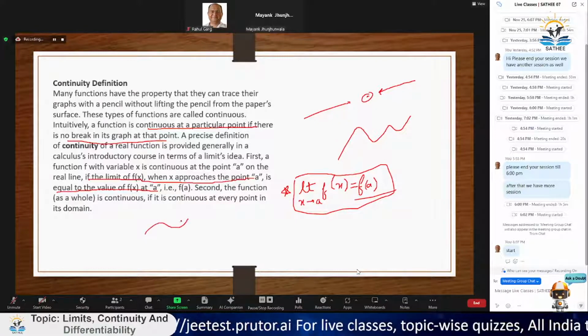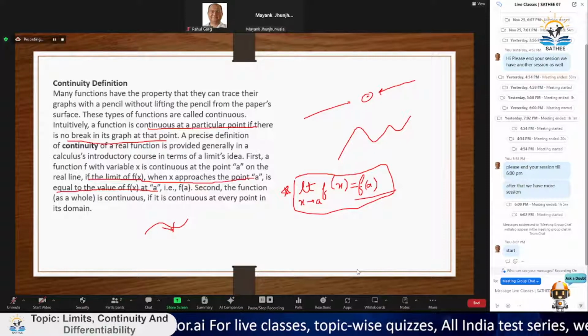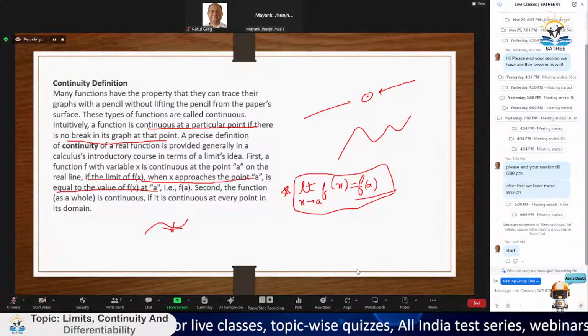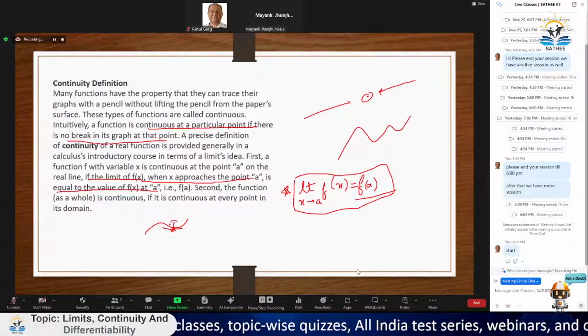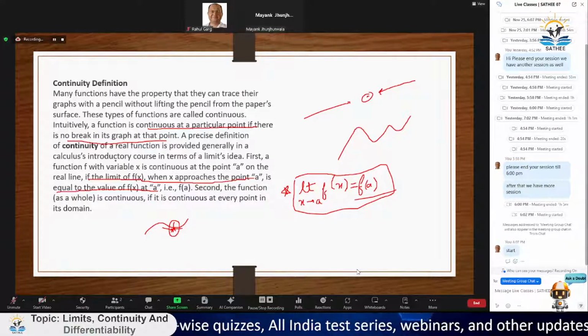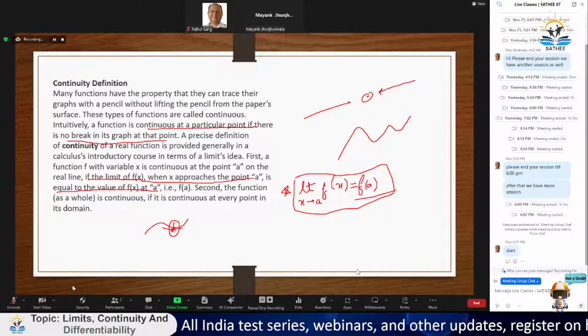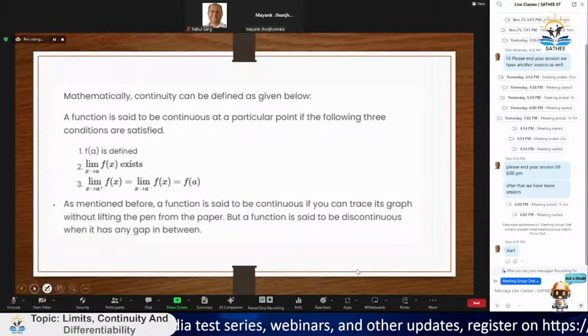So let's say this is a function and you want to find continuity at this point. What you need is the left hand limit, which is coming from this side, the right hand limit, which is coming from this side, and the value of the function at this point. All these three things, if they're equal, then you can say that your function is continuous at that point. Otherwise it is not. Okay, so let's move ahead.